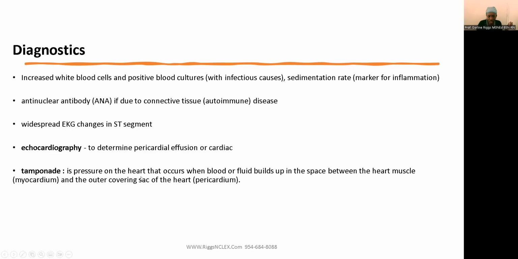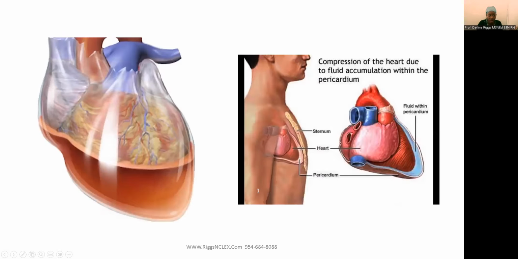So that pressure on the heart that occurs when blood or fluid gets into that space between the heart muscle, myo, and the outer lining, peri, causes a cardiac tamponade. The only treatment is to aspirate that fluid. Literally, the physician will stick a large bore needle under the guidance of an ultrasound and pull that fluid out. That's it. There's no other treatment, and they got to get it right between those layers and aspirate that.